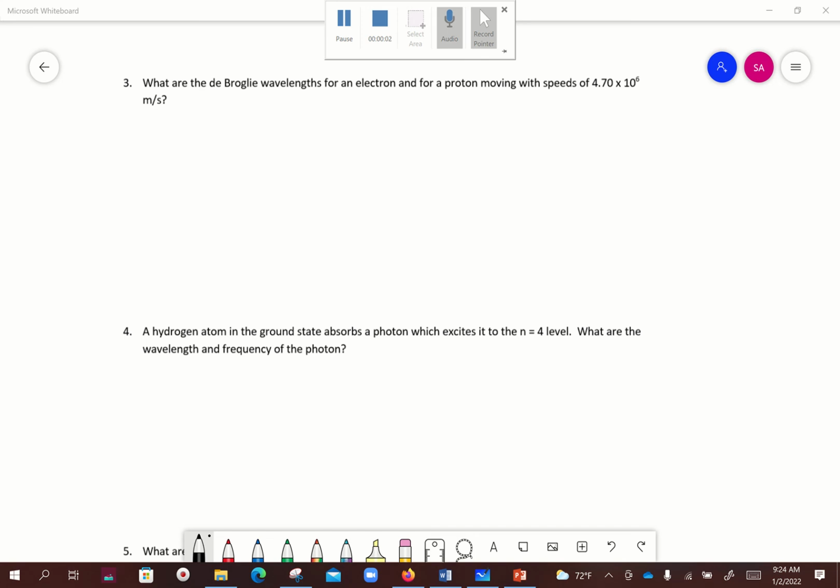So problem 3 has to do with the de Broglie wavelength, and de Broglie wavelength is the wavelength of a particle acting like a wave. And so the wavelength is given by Planck's constant divided by the momentum, where momentum is m times v. So here we're told we have a proton.